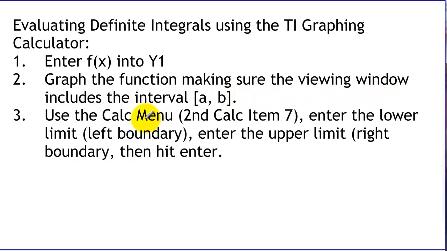And then we get into the calculation menu by pressing the second button and select item 7, and it's going to prompt you to enter the lower limit, which means the left side boundary, and then the upper limit, which means the right side boundary, and then hit enter. So let's go back and look at the two problems that we had and show the calculator for those.